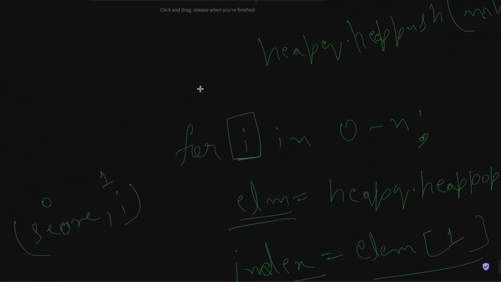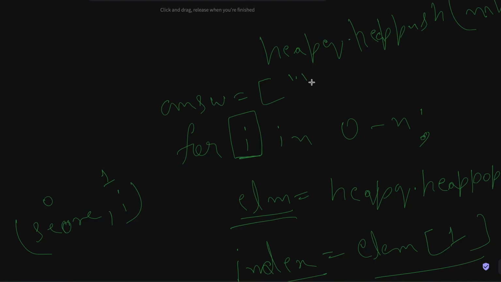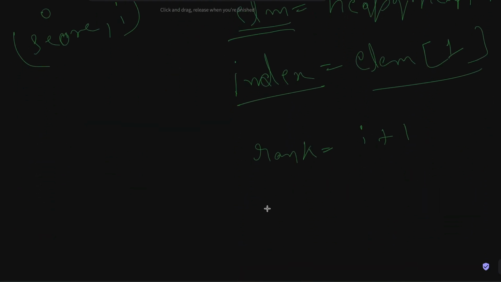And then we can simply assign this rank to this particular index in the new array. So we will have a new array, and we will initialize it for n values. Then we will say the answer array at this particular index will have this rank, and that will solve your problem.